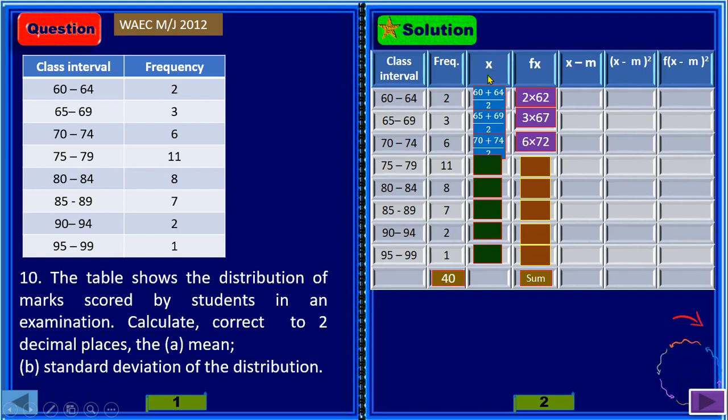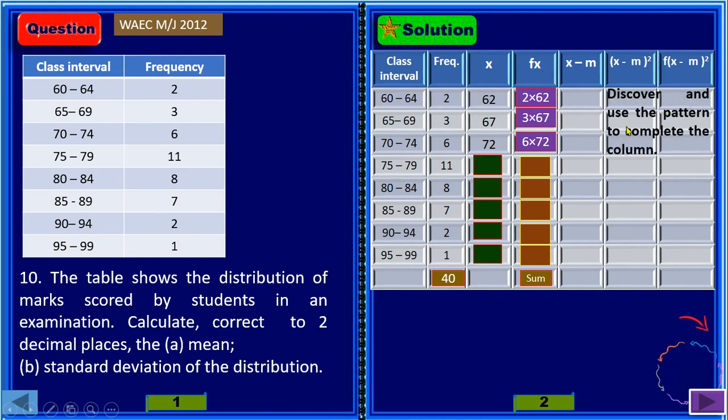So now the next step is to calculate the class center, and the class center is evaluated using the upper and lower class boundary. So we add the upper and lower class boundary, 60 plus 64, and divide by 2, that's 62. For the next class, 65 plus 69, divide by 2. For the next class, 70 plus 74, divide by 2. Now we discover the pattern to complete that column.